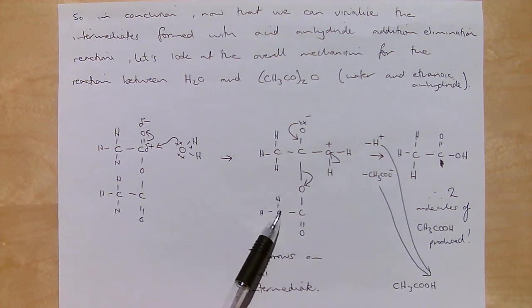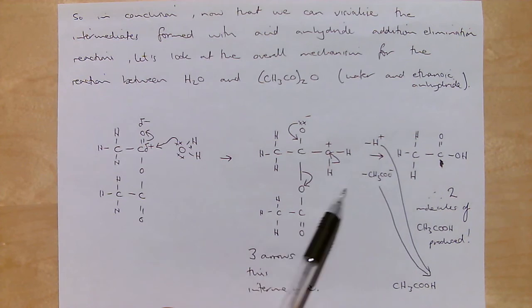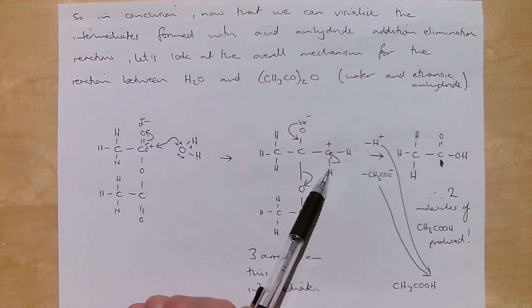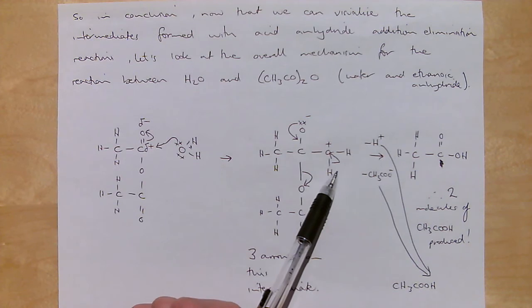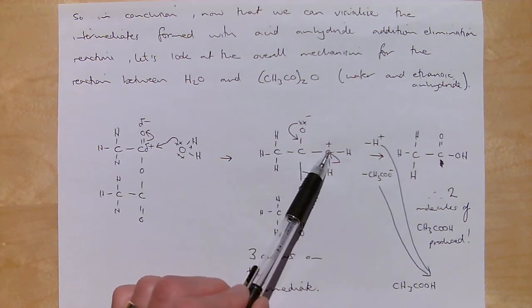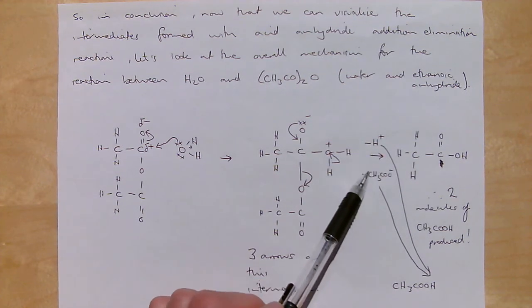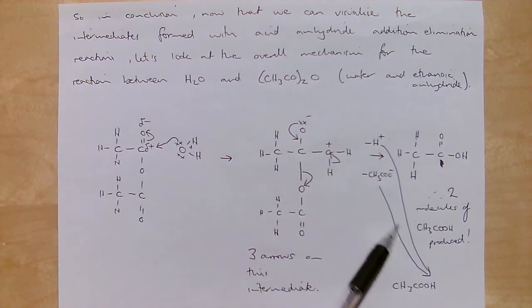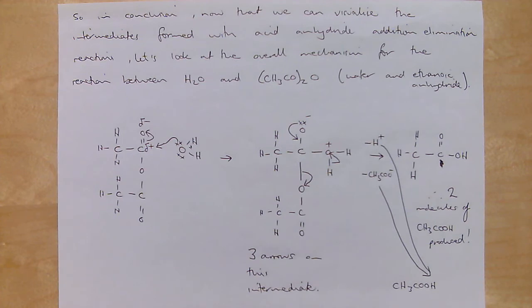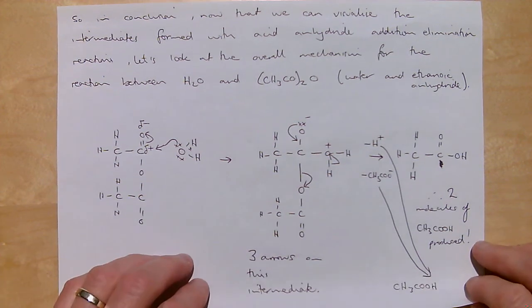What do we eliminate? Well, we eliminate CH3COO minus. We also eliminate a H plus. Our main product then is CH3COOH, and a byproduct of also CH3COOH, so ethanoic acid. So we end up with 2 molecules of ethanoic acid from this nucleophilic addition-elimination reaction. That is the reaction mechanism and hopefully the understanding for the reaction between water and ethanoic anhydride.